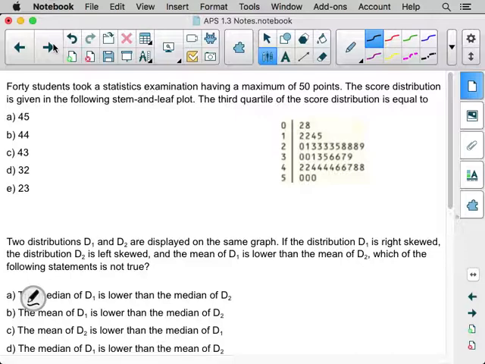40 students took a statistics examination having a maximum of 50 points. The score distribution is given in the following stem and leaf plot. The third quartile of the score distribution is equal to, all right, so here, third quartile.